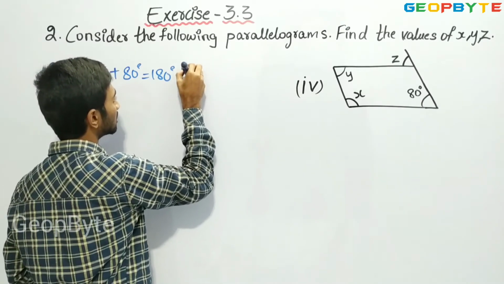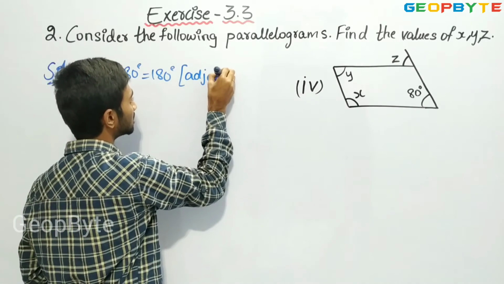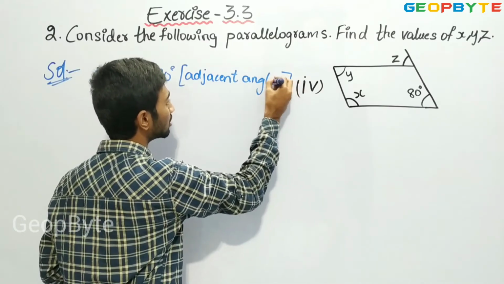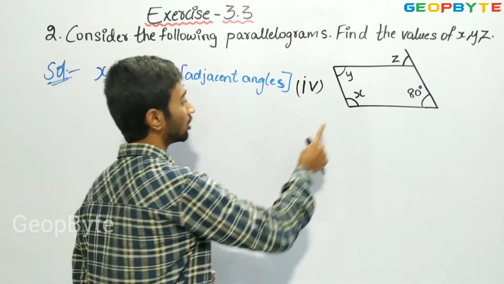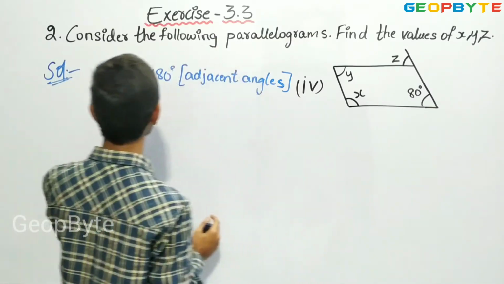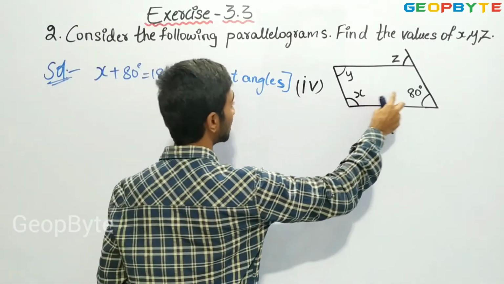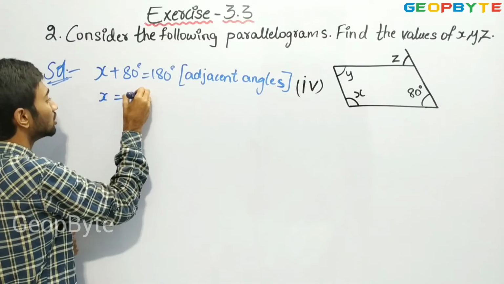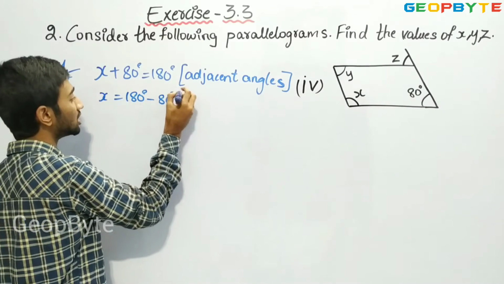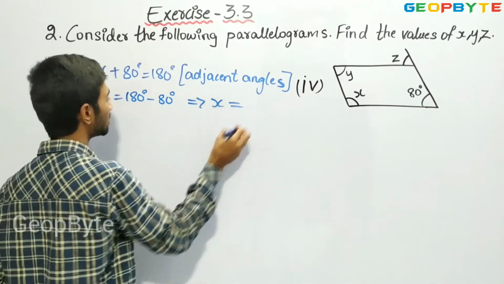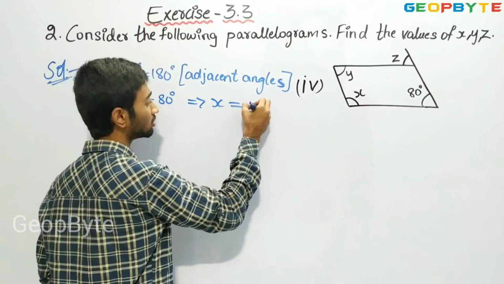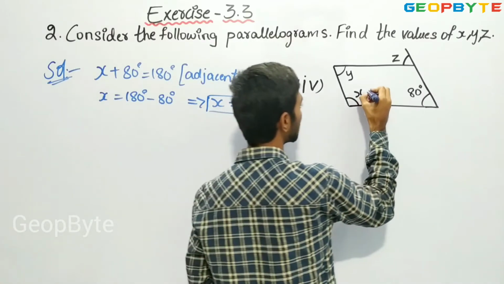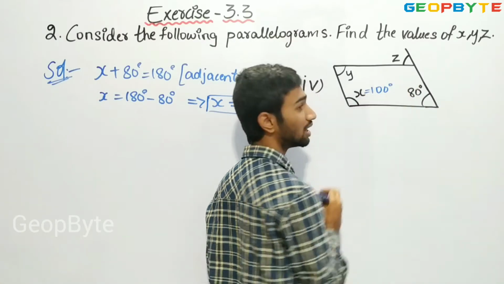because adjacent angles. So the two adjacent angles of a parallelogram add up to 180 degrees. So we are adding x and 80 which will be equal to 180 degrees. So x is equal to 180 degrees minus 80 degrees. That implies x equals 180 minus 80 is equal to 100. So we got the value of x equal to 100 degrees. So this angle equals 100 degrees.